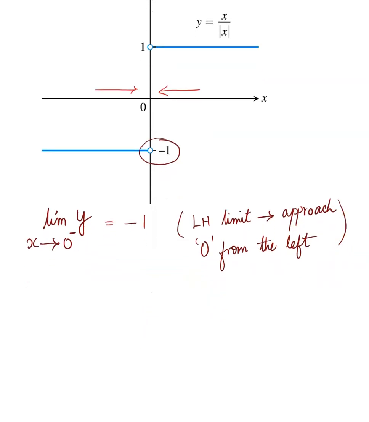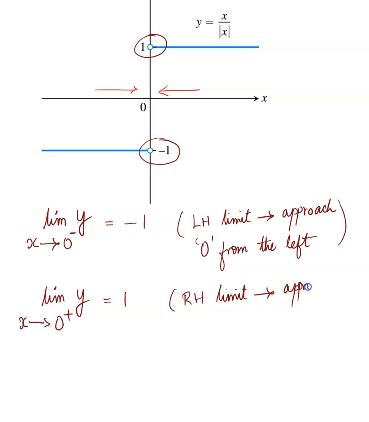Okay? And this would be limit y as x approaches 0 from the right will be a +1. That's on the top. And this is a right-hand limit, which is when we approach 0 from the right.